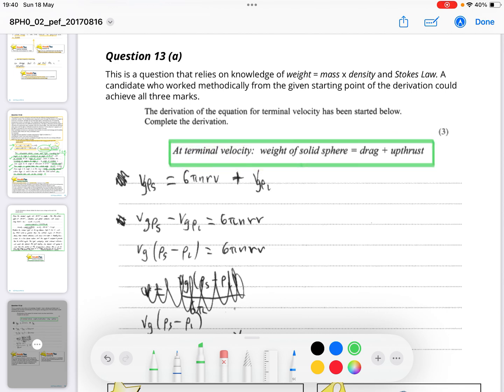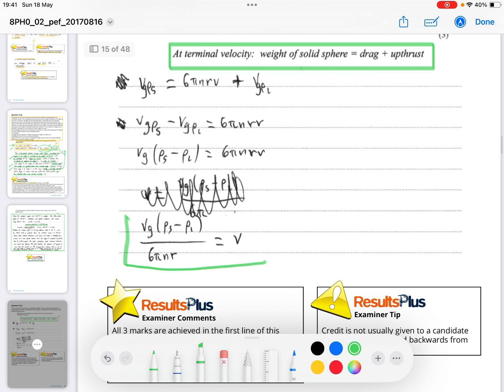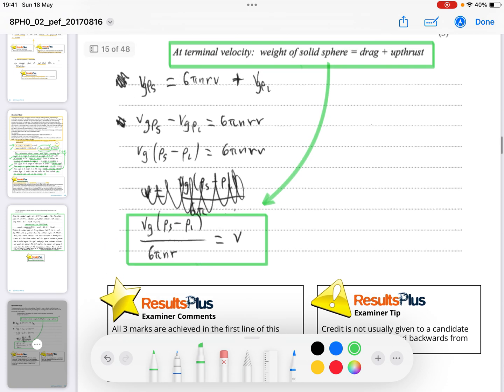They've given you this as your starting point. So at terminal velocity, they're giving you an equation which ends up looking like this, and you've got to show how to get from there to there. And this student gets all 3 marks.